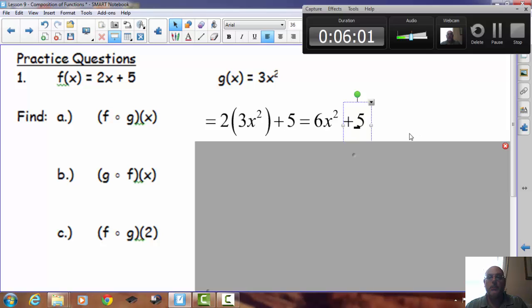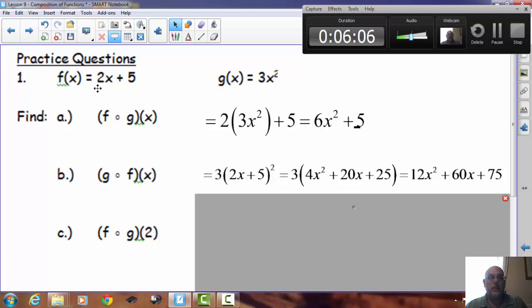Part B, we're going to be doing this in reverse. Put in the 2x plus 5 into the g of x function where the x appears. So we have 2x plus 5 squared and 3 sitting out in the front of the parentheses. So first we'll multiply 2x plus 5 times itself, and you get 4x squared plus 20x plus 25. Remembering the 3 out in front, we now multiply by 3, and you have 12x squared plus 60x plus 75.